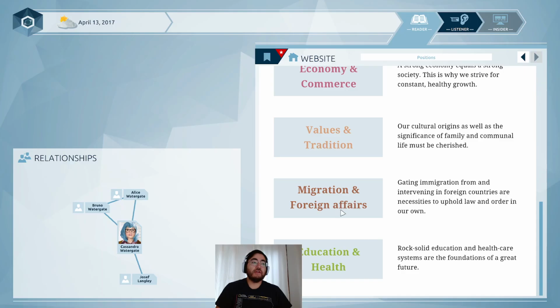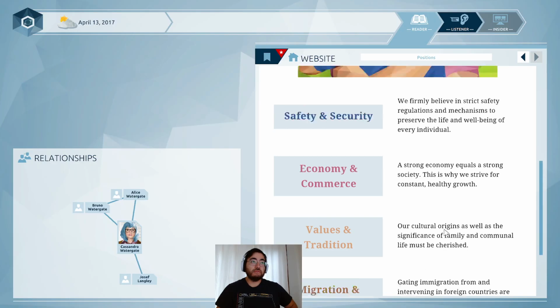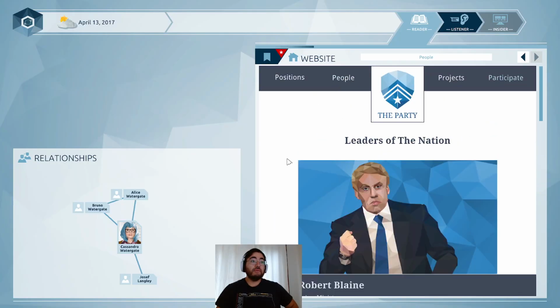Migration and foreign affairs. Gating immigration from and intervening in foreign countries are necessities to uphold law and order in our own. So they're saying that stopping people, gating, like a gate is something that you open, they're saying we're stopping that. We're gating people, or stopping them at the gate. So stopping people from coming into the country, and then foreign affairs are like intervening in other countries, going to other countries and messing with them. Education and health. Rock solid education and healthcare systems are the foundations of a great future. Okay. We got people. Okay, here we go.